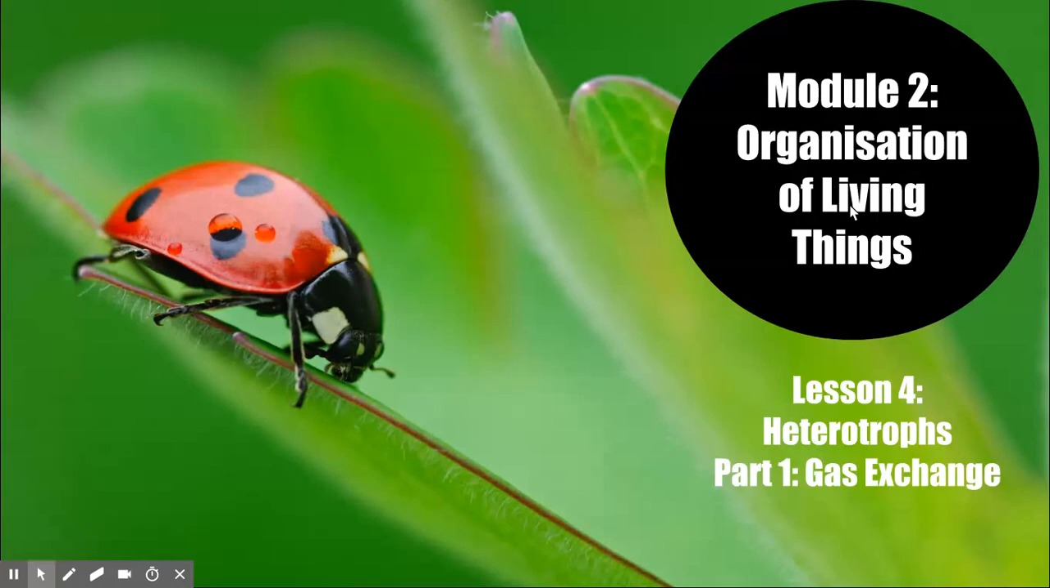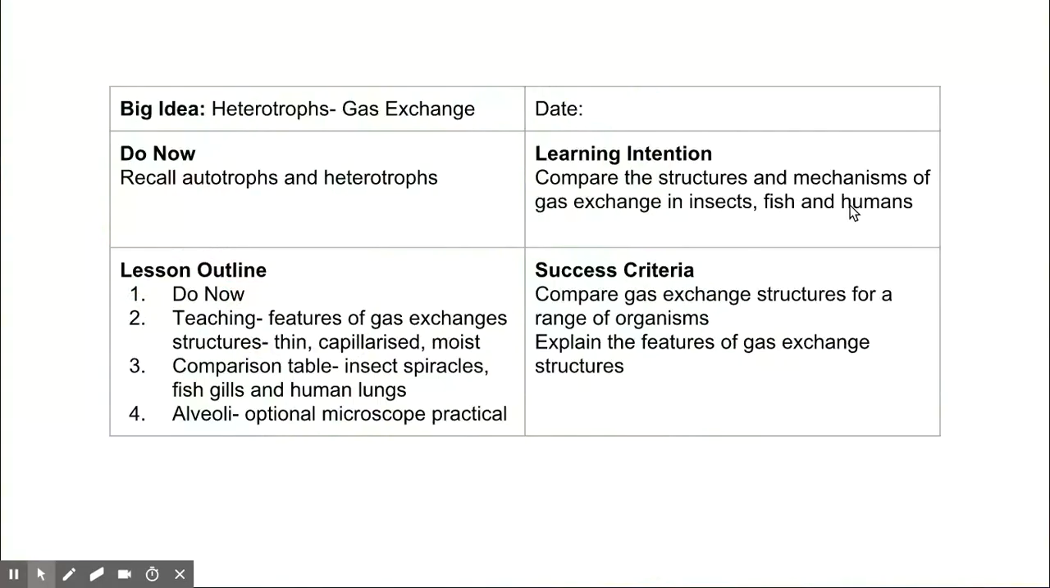Welcome to lesson 4 of the Heterotroph series in module 2, Organisation of Living Things. In part 1 of this video today, we're going to be looking at gas exchange structures that allow heterotrophs, obviously, to exchange gas with their external environment.